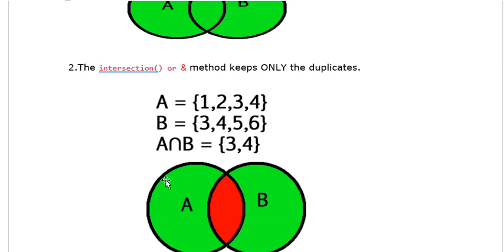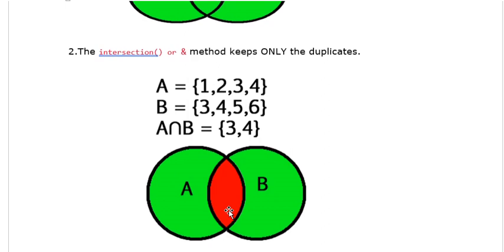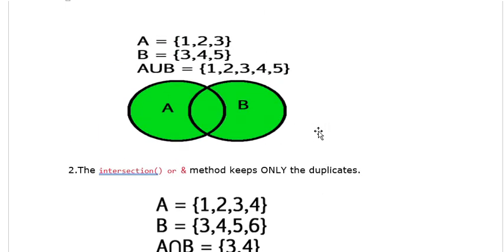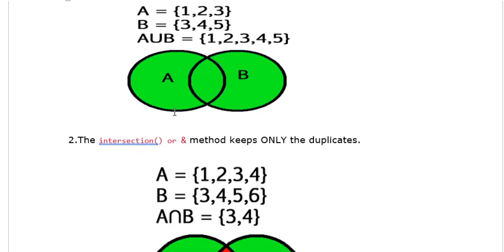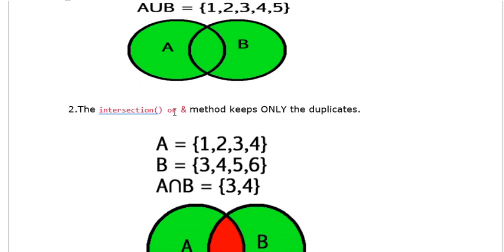So what are the common numbers in A and B? 3 and 4 are the common numbers between A and B. So 3 and 4 will be printed. This is the diagrammatical representation of A and B. What are the common elements? The common elements will be printed. But in A union B, the entire A and B, the complete A set and B set will be printed. But here only the common elements from A and B are printed.